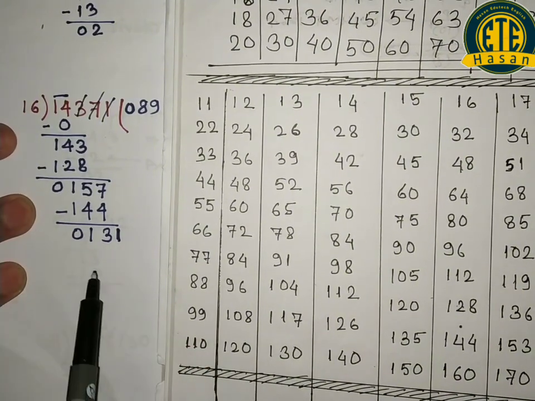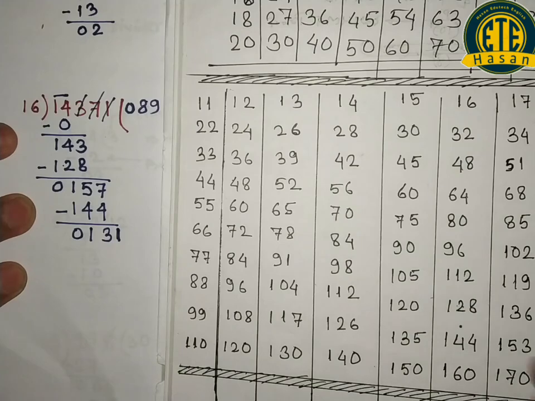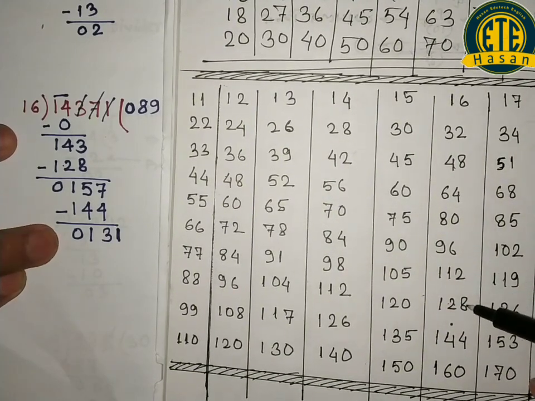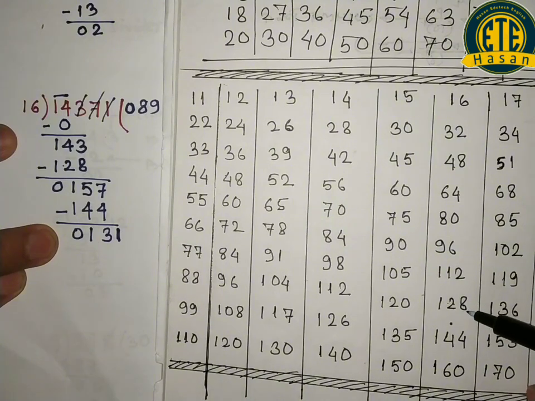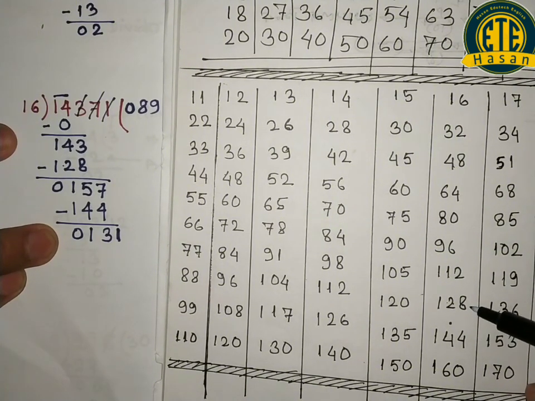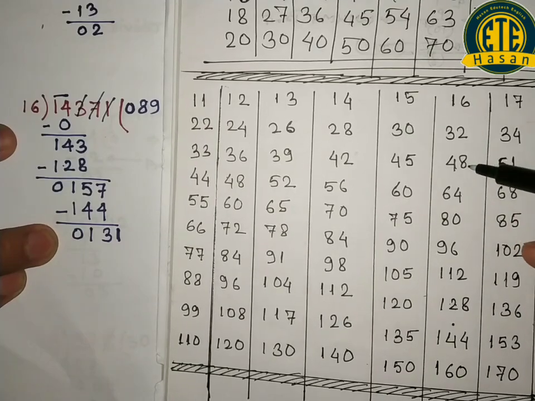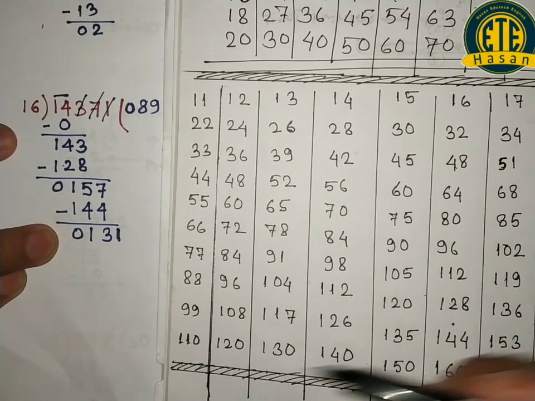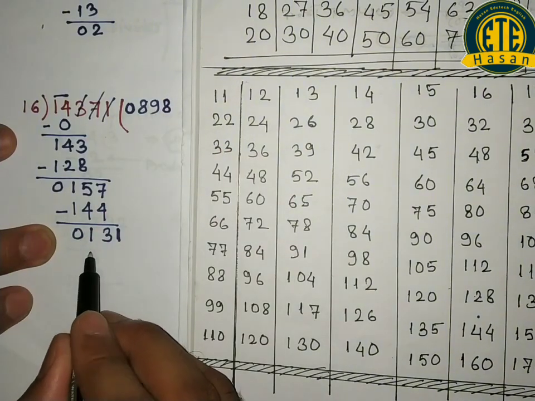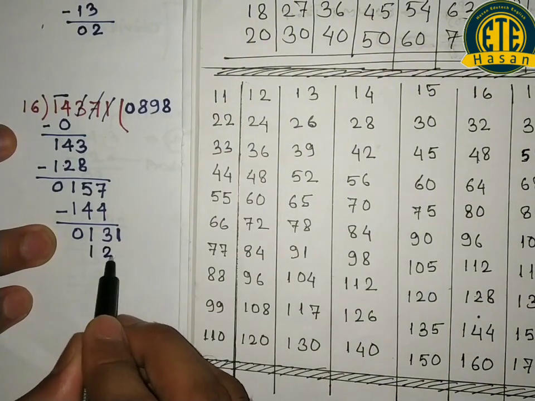Count 16 up to 131. Let's see in the table of 16. 16, 128, 144. 131 lies here also. So we have to count up to 128. 1, 2, 3, 4, 5, 6, 7, 8. I will count 8 times. What will I get? 128.